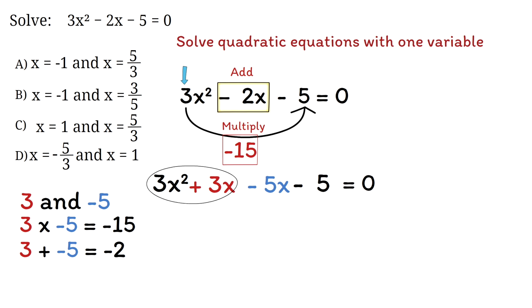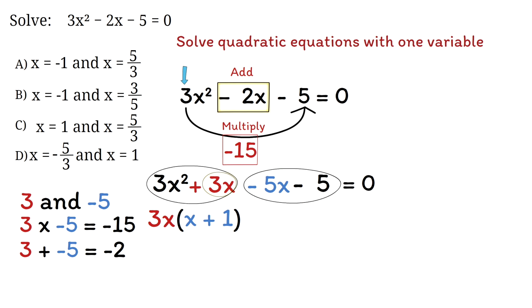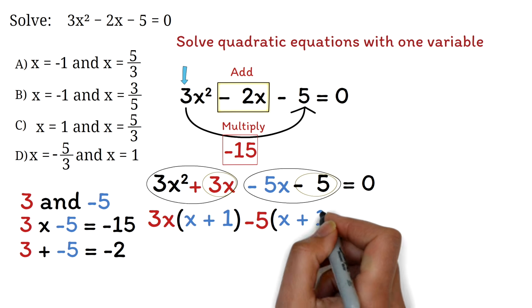Notice that both terms share a common factor of 3x, so we factor out 3x from this group. This gives us 3x times x plus 1. In the second group, we have -5x minus 5. Here, we factor out negative 5, since negative 5 is a common factor for both terms. This gives us negative 5 times x plus 1.